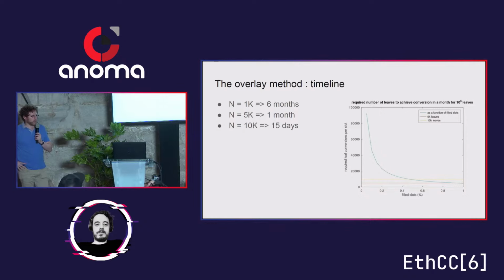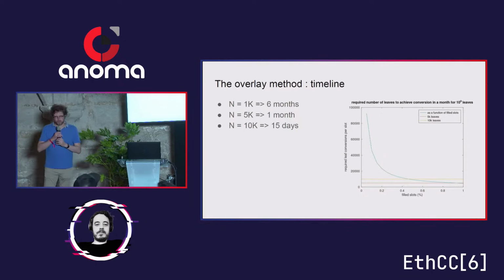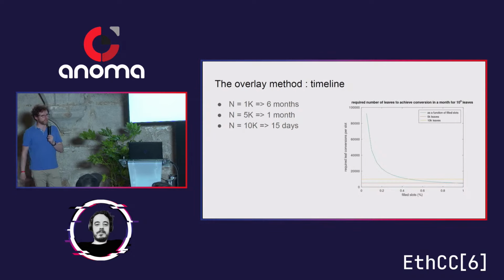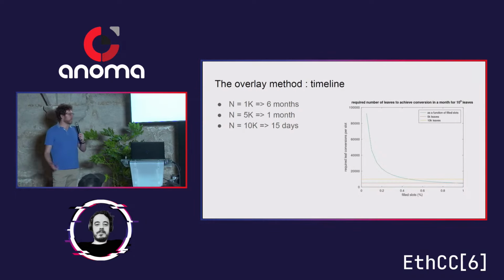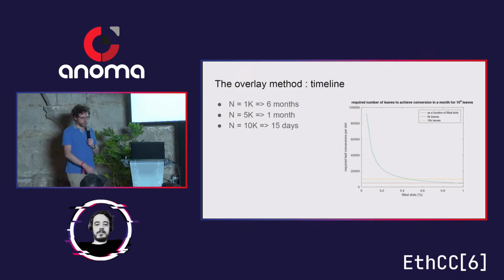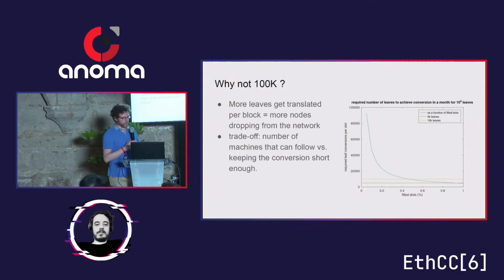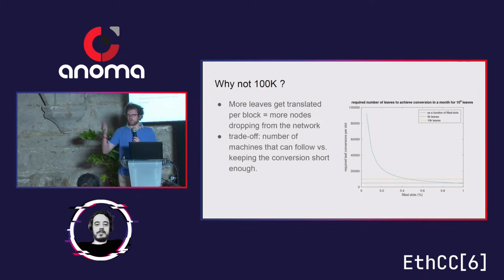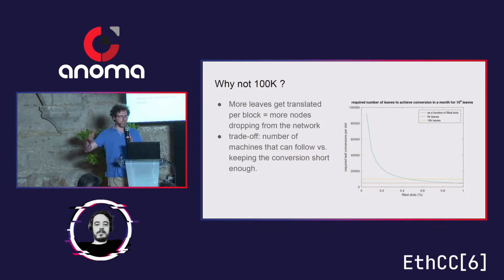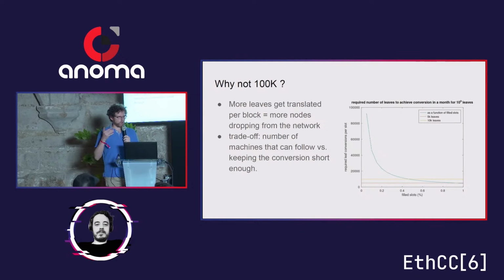So what timelines are we looking at? Well, if we choose to transfer 1,000 leaves, it's going to take 6 months. It's quite long. If we pick 10,000, it's only going to be 15 days, so that's much more acceptable. But why not bite the bullet and translate 1,000 leaves in one go? Well, the problem is that there's a trade-off. The more leaves we transfer while still trying to follow the chain, if you get over those 8 seconds, you will fall behind. And the question is, how fast is your machine? Can your machine indeed translate, for example, 10K in 8 seconds and you still have a bit of slack in case something goes wrong?